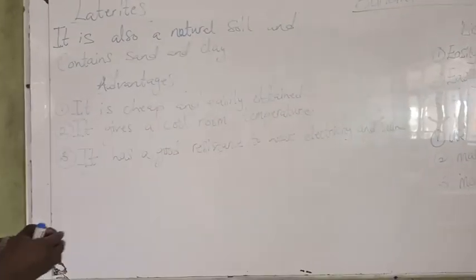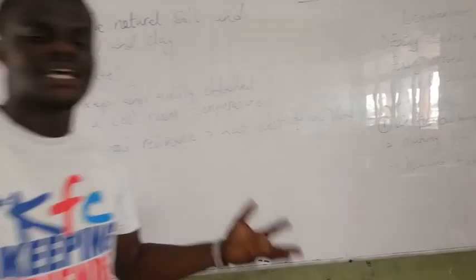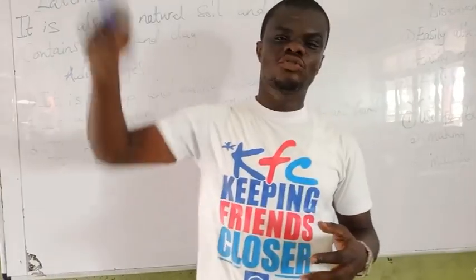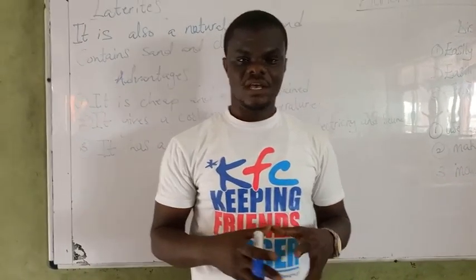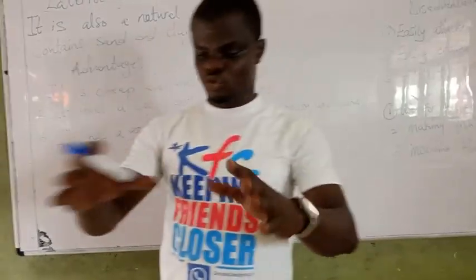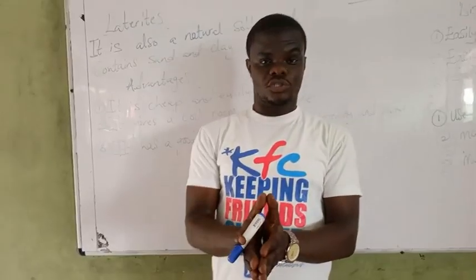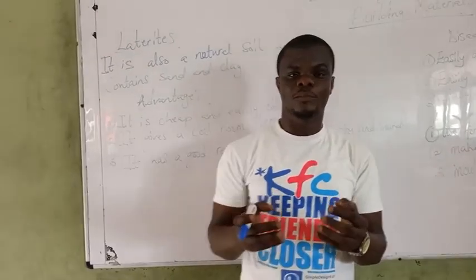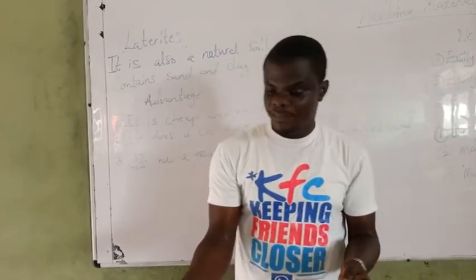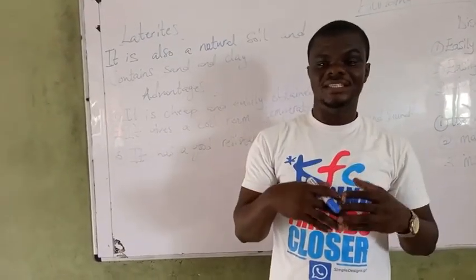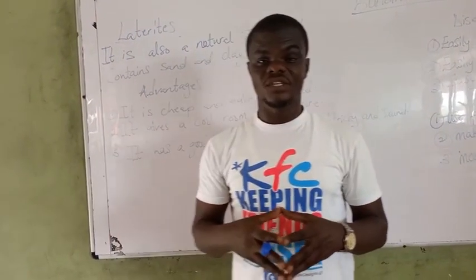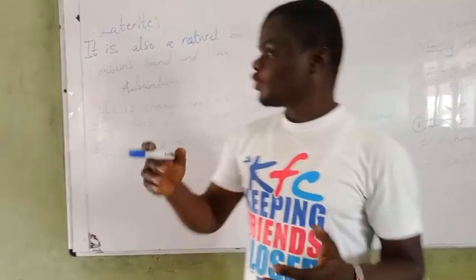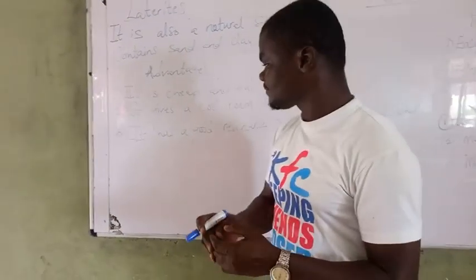It gives a cool room temperature. You can cast your mind back to the olden days when there were no fridges. Our forefathers used to put their water in pots. Those pots were made of laterite. If you ask your grandparents, they will tell you that when you fetch water from that pot and drink it, it's like you took the water from the freezer, because it gives a cool room temperature.